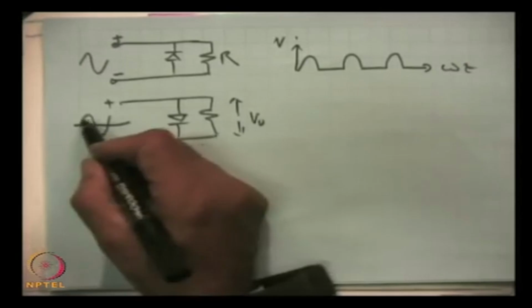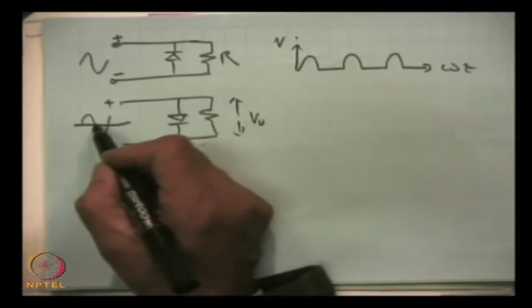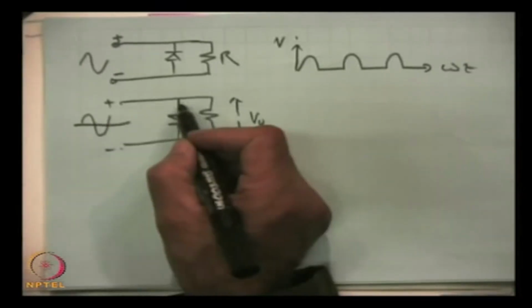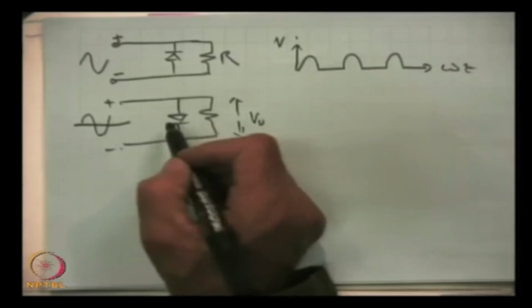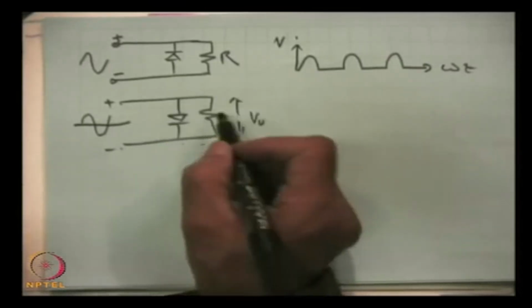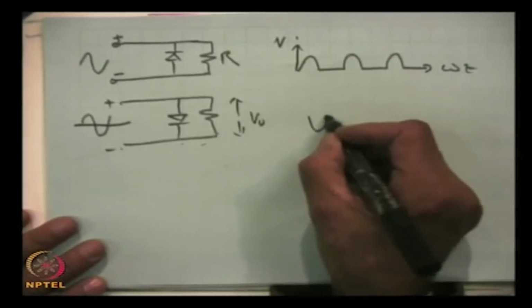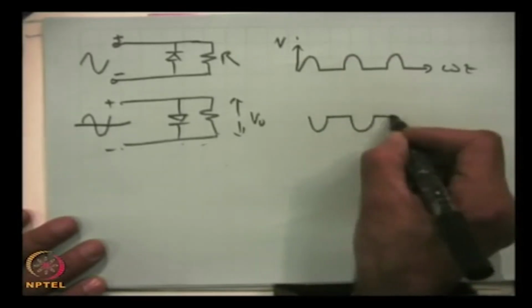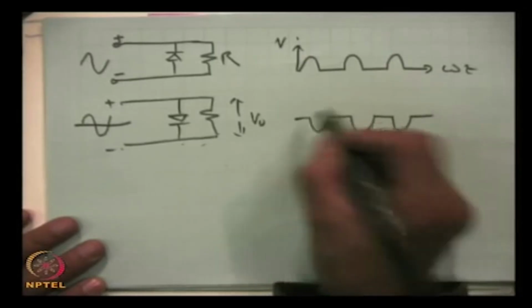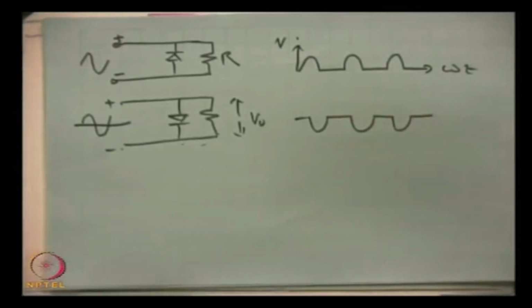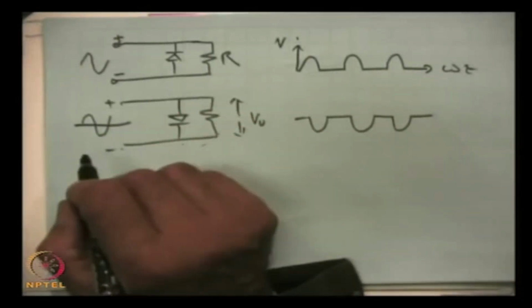V out for the upper half will be 0, but in the lower half this will be reverse biased as if it is not there in the circuit, and then that will appear. So, in that case an output wave shape of this kind will be there. So, these are the clipping circuits.